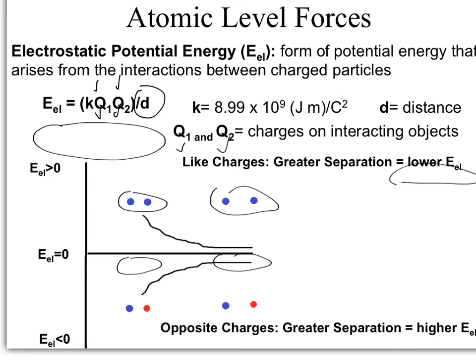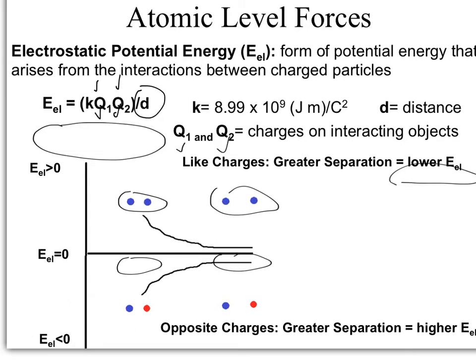The bigger the D value, the less negative you're going to become. And so you're going to get closer and closer to your zero value. So the higher your separation for those opposite charges, the higher your potential energy. The larger the separation for your like charges, the lower the E sub L value, or your electrostatic potential energy value.